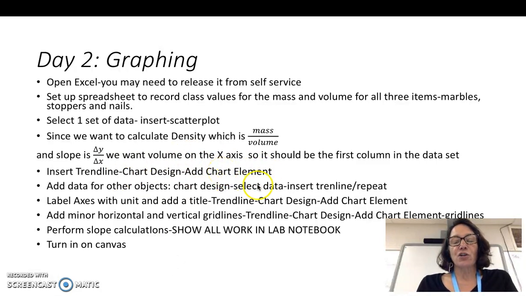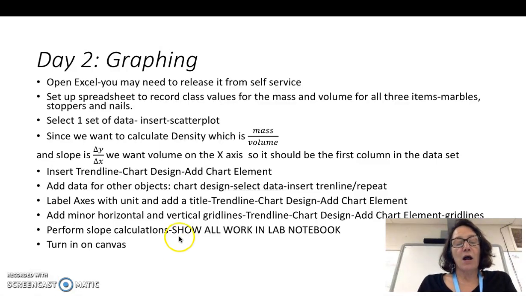I'm then going to insert the data for the other two objects, the stoppers and the nails. I am going to label the axes with a unit and add a title. I'm going to add my minor horizontal and vertical grid lines. And again, that's going to help me delineate the coordinates of my X and Y values a little more carefully.